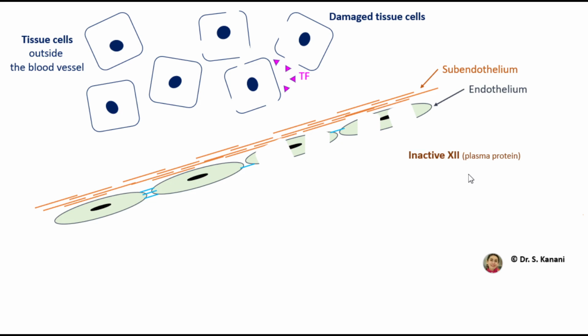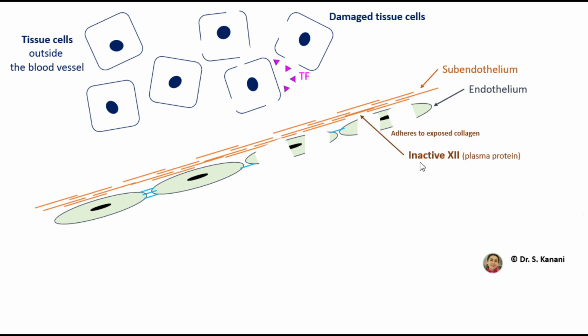First, we start with a plasma protein named inactive factor 12. Recall, plasma proteins are mostly built by liver cells. Due to the damage to the endothelium, we know that some collagen fibers that we have in subendothelium are exposed, and inactive 12 is very sensitive to touching these exposed collagen fibers.